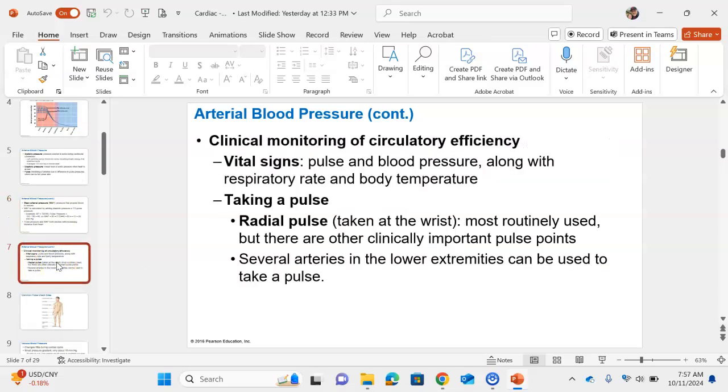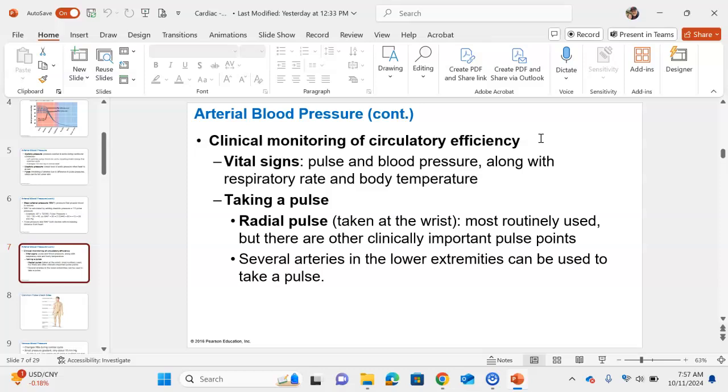Now, one of the things that we're going to do in one of our cardiac labs is learn how to measure blood pressure manually. But also we're going to learn how to take pulse checks. And the reason we want to be able to do both of these, to measure blood pressure and monitor pulses, like it says here in this point, we want to monitor the efficiency of the circulatory system. So how effective is our heart being at propelling blood through our body to our tissues? Blood pressure and a pulse are going to help determine that.